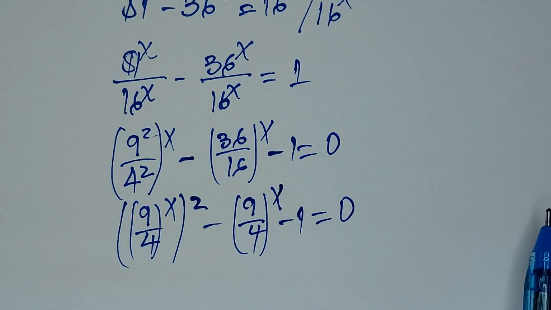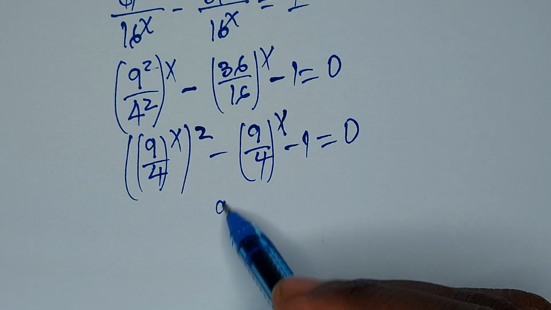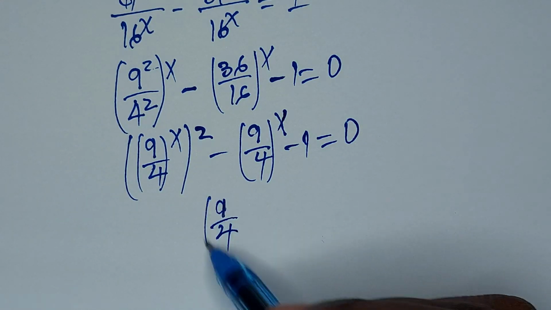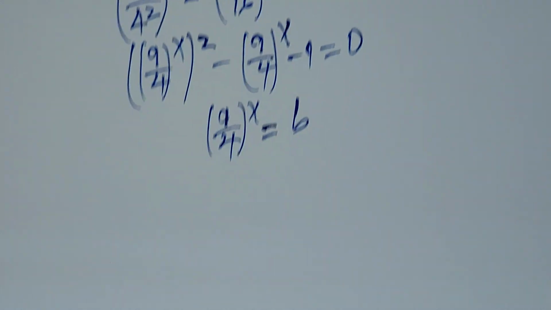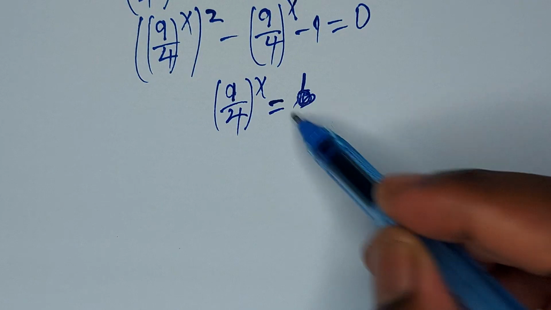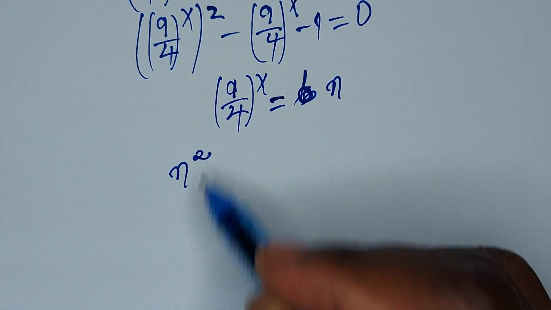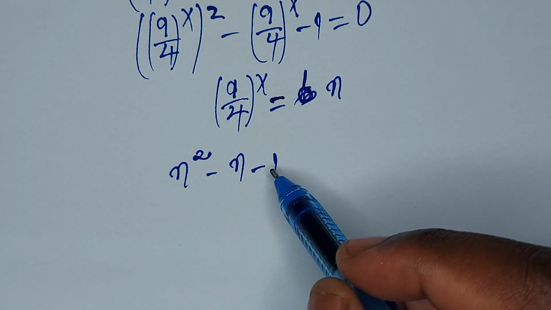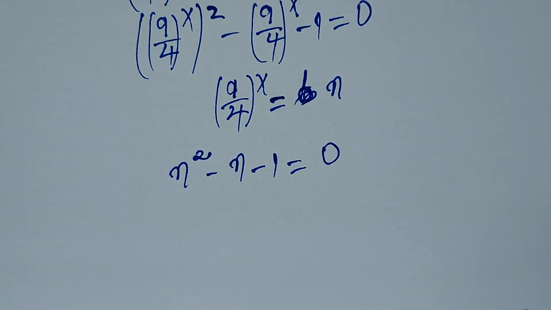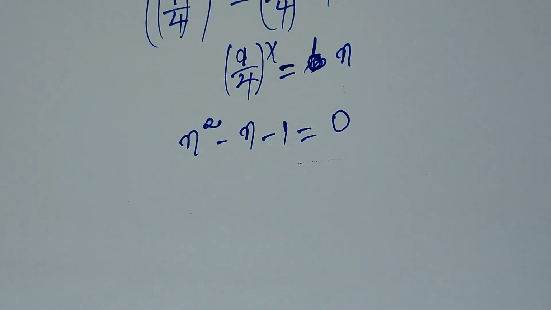So from here, guys, let's say that 9 over 4 to the power of x is going to be equal to, actually, let's say this is equal to n. So now we're going to have n squared minus n minus 1, and this is going to be 0. So this is a second degree equation. How do we solve it? We can complete the square to make it easier.